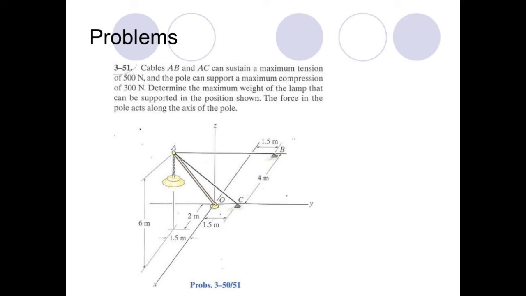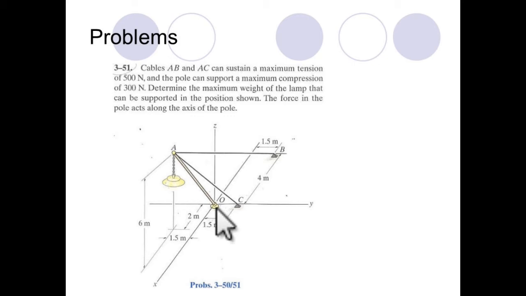Now let's solve a three-dimensional problem. First, let us read the problem. Our problem is 351. Cables AB and AC can sustain a maximum tension of 500 newtons, and the pole can support a maximum compression of 300 newtons. Determine the maximum weight of the lamp that can be supported in the position shown. The force in the pole acts along the axis of the pole.